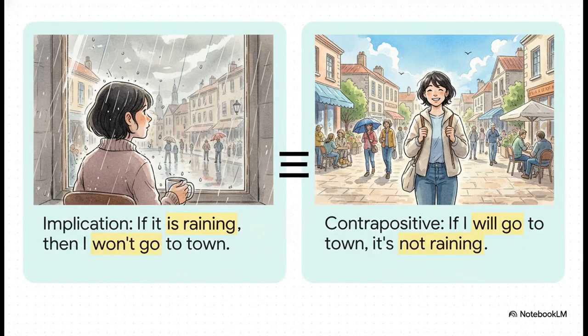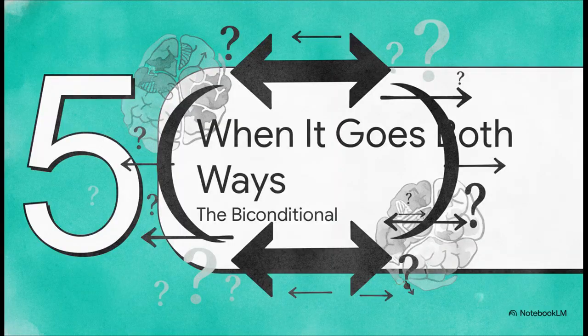Let's make this super clear with an example. Okay, the original statement is, if it is raining, then I won't go to town. Now let's build the contrapositive. We flip them and negate them. So it becomes, if I will go to town, then it must not be raining. See that? They're saying the exact same thing, just from a different angle. They are logically identical.